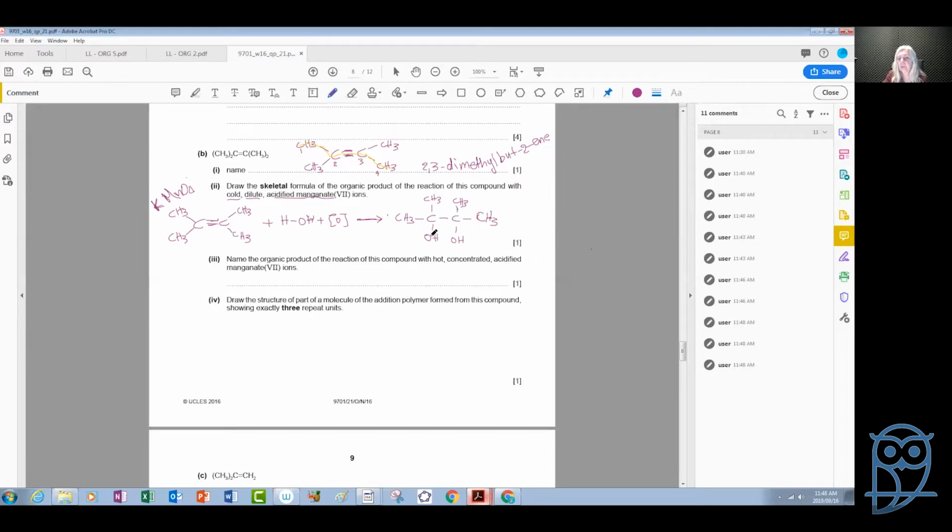So we see that this is an alcohol. It's actually a diol. It's a characteristic product when an alkene reacts with cold and dilute acidified manganate. The product is this diol. It's a type of diol. In other words, di, because it's double the alcohol somehow. It's a diol. All right.